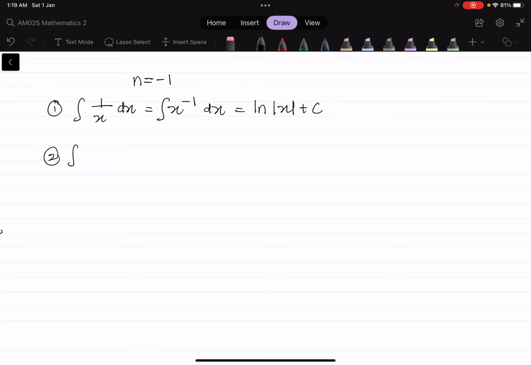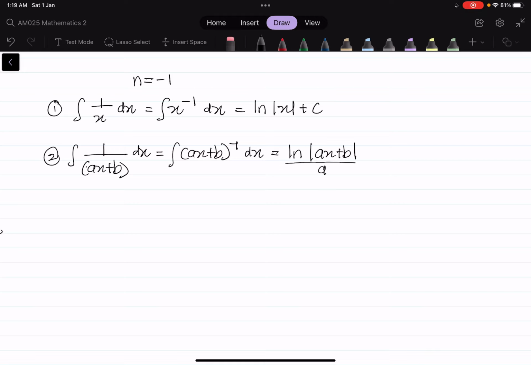If we have a linear function, 1 over ax plus b dx, okay, we're going to integrate with respect to x. Then this linear function is to the power of -1. So once you get the power is -1, then it's going to become ln of ax plus b. Since it is a linear function, we need to divide by a.